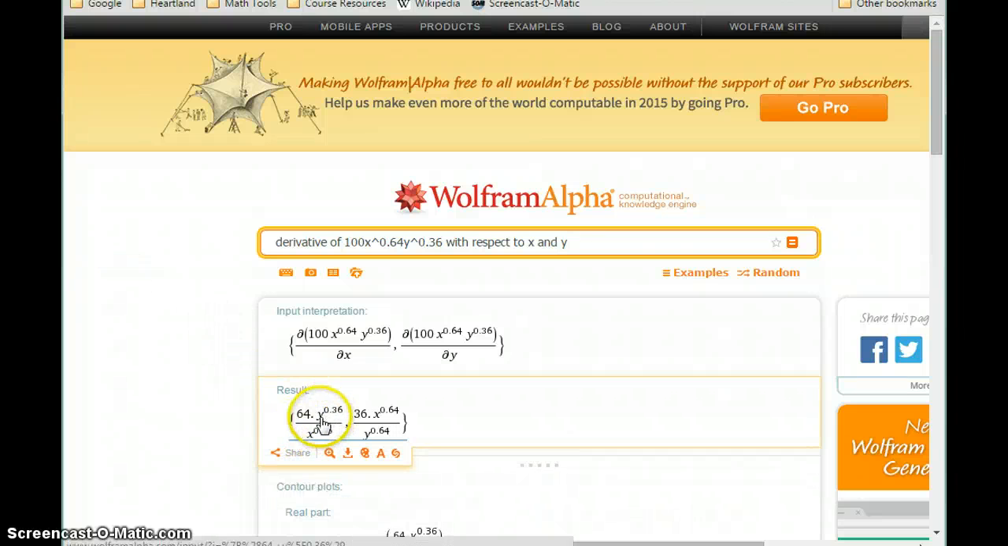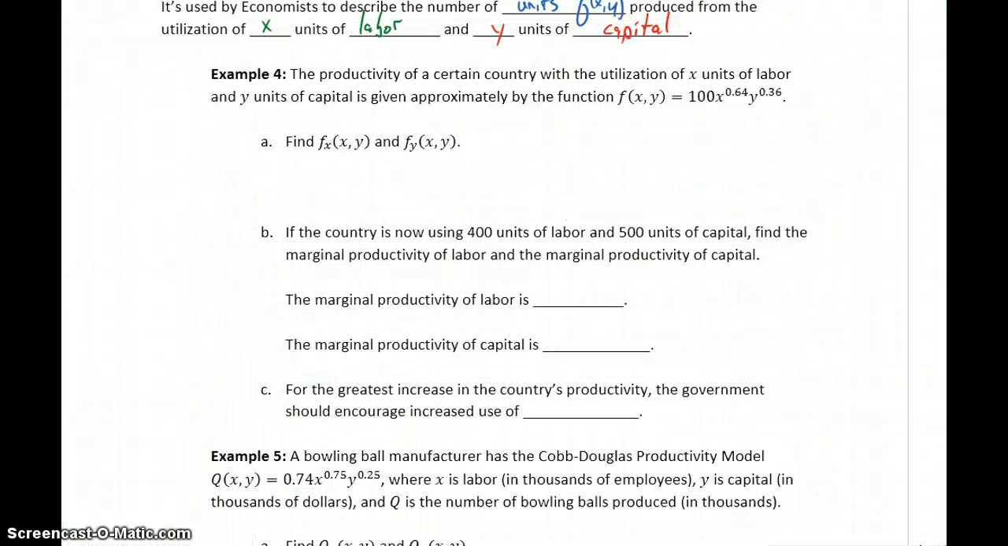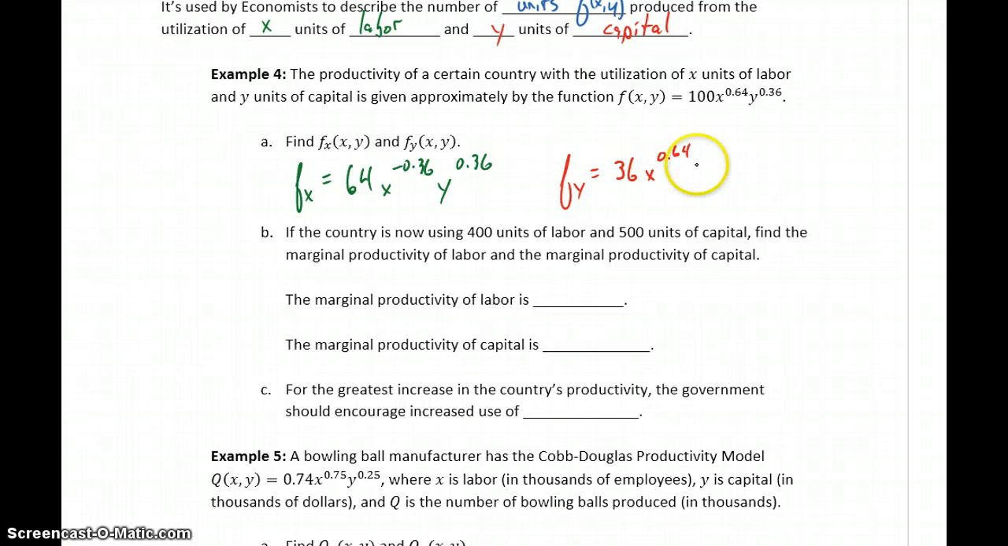It will output two results for us, the first one being 64y to the 0.36 over x to the 0.36, or what we could also do is rewrite that as x to the negative 0.36 and bring it up into the numerator, which will give us f sub x equals 64 x to the negative 0.36 y to the 0.36, and our derivative with respect to y would be 36 x to the 0.64 y to the negative 0.64.